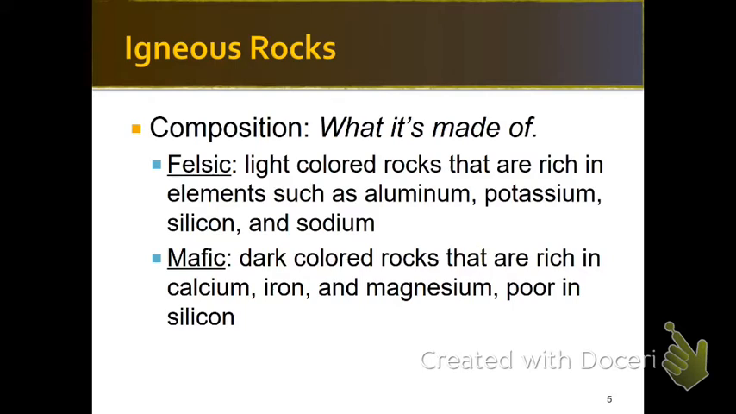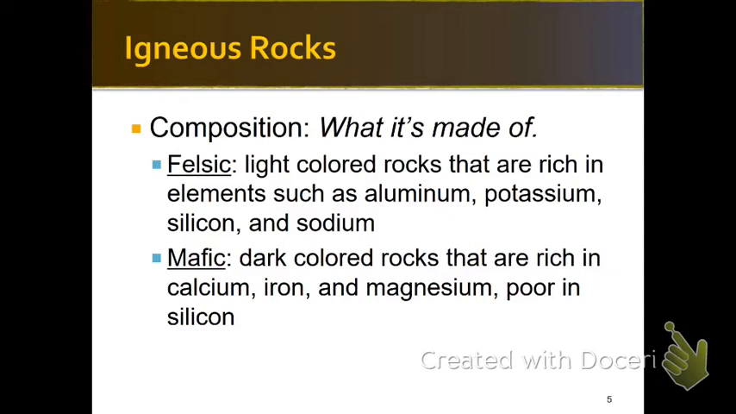Depending on what the rock is made of, that'll determine a little bit of how easily it'll melt. But how do we actually determine what type of rock is what? Well, felsic rocks are the light-colored rocks, and they're rich in elements such as aluminum, potassium, silicon, and sodium. And mafic rocks are dark-colored rocks, and they're rich in calcium, iron, and magnesium, but poor in silicon.